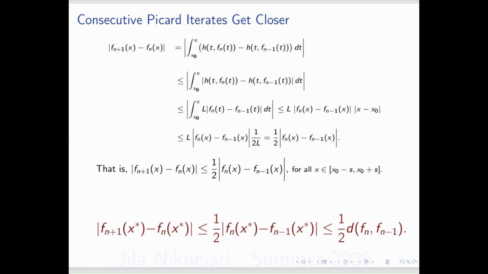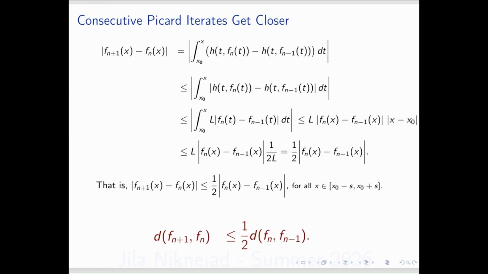The absolute value of f_{n+1}(x*) minus f_n(x*) is less than 1/2 of the absolute value of f_n(x*) minus f_{n-1}(x*). This latest absolute value is less than or equal to 1/2 of d of f_n and f_{n-1}. Therefore, the distance between f_{n+1} and f_n is going to be less than or equal to 1/2 of d of f_n and f_{n-1}.